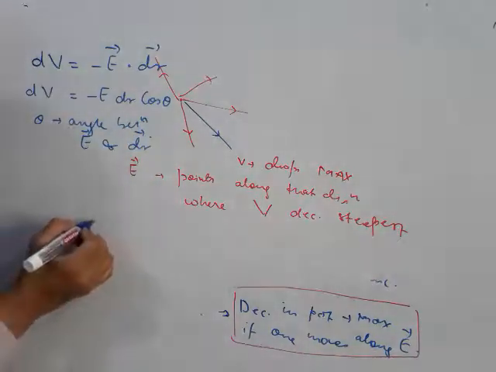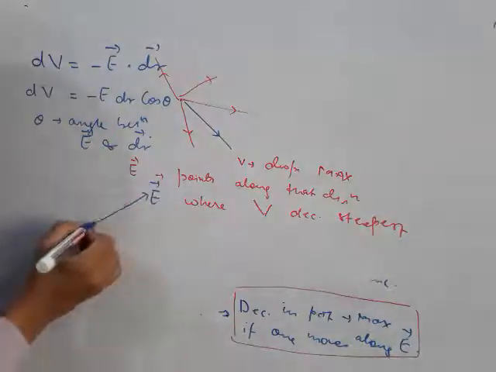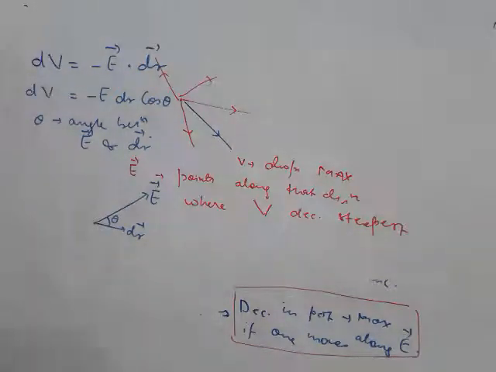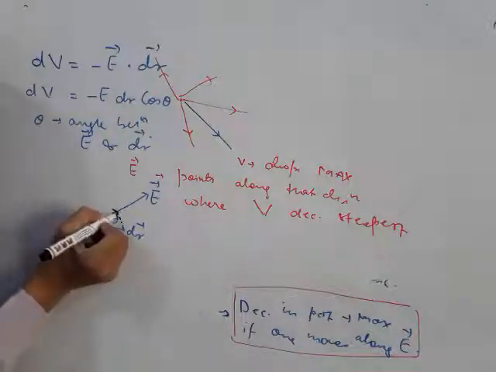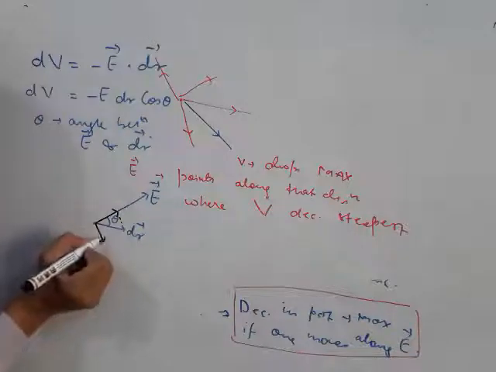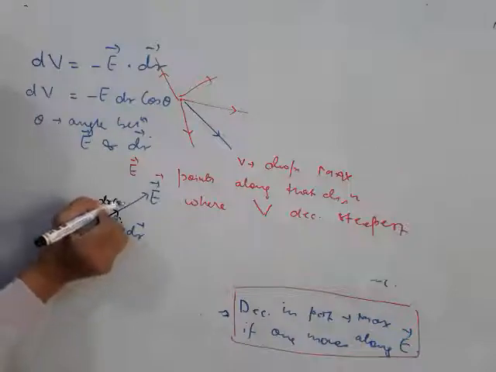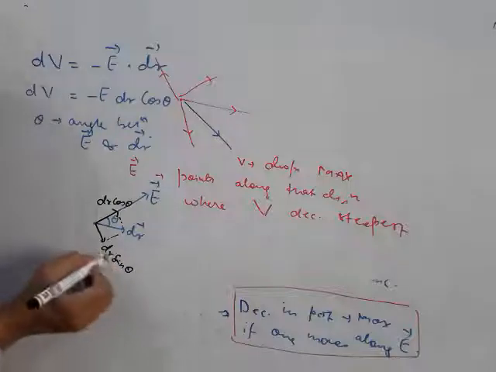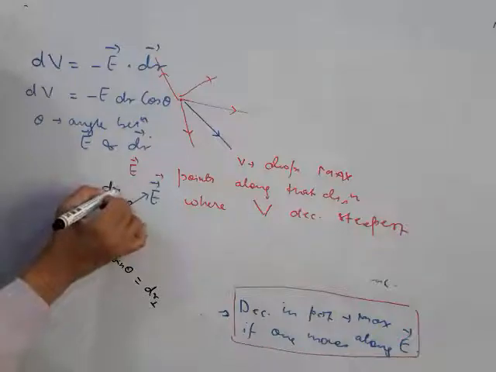Figure, let me draw it again. Suppose this is the point, this is the direction of electric field, and this is the direction of displacement vector, and this is the angle between them, theta. Now this dr vector can be resolved into two components. I can resolve it like so. There will be one component in the direction of electric field and one component perpendicular to the direction of electric field. This component will be dr cos theta and this will be dr sin theta. This is dr perpendicular and this I will call dr parallel.